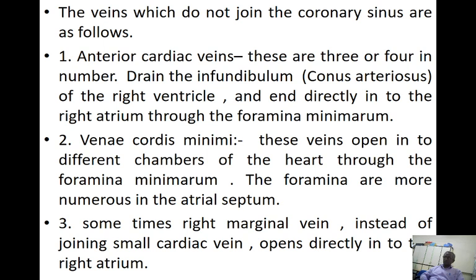Vena cordis minimi. These veins open in different chambers of the heart through foramina minimorum. The foramina are more numerous in the atrial septum. So vena cordis minimi are very small veins. They open into different chambers of the heart through the foramina minimorum. So the holes are also small. The foramina are more numerous in the atrial septum. So these foramina are more in atrial septum.